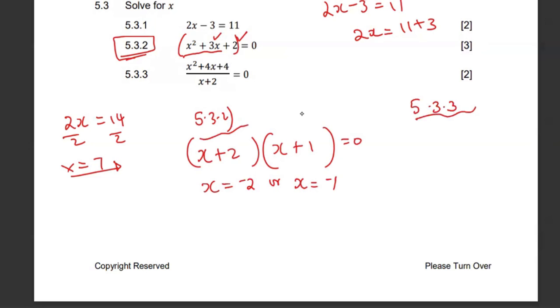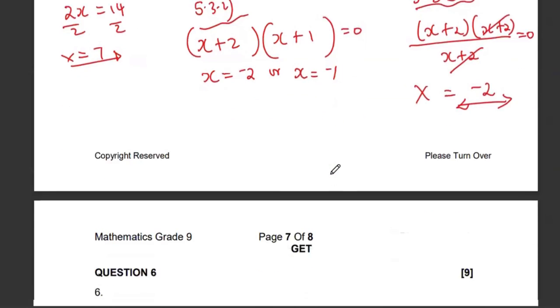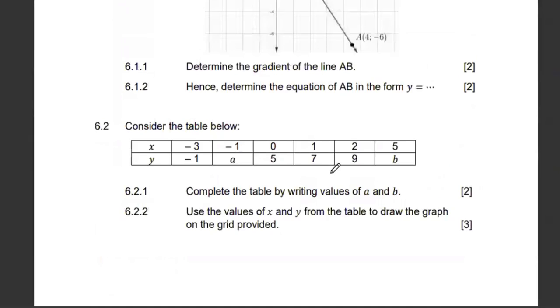5.3.3, when you look at the top part and the bottom, you can factorize first. So it's x plus 2 over x plus 2 is equal to 0. So this can cancel that, meaning that our x needs to be -4. Okay, so that is, sorry, x is -2. That's what we get. Then question 6, probably the last question.